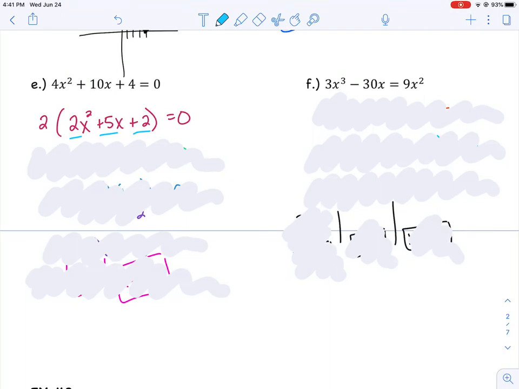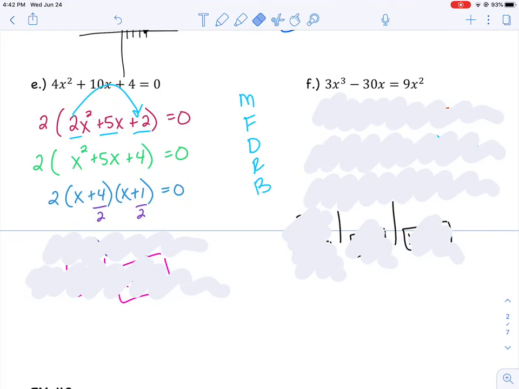Do you remember the steps for bottoms up? My friend doesn't read books. Here we go. Let's multiply the 2 times the 2. Let's factor into an x plus 4 and an x plus 1. Let's go back and divide by whatever we multiplied by in the first place, so that's 2. Let's reduce, and let's bring the bottoms up. So I end up with a 2, an x plus 2, and a 2x plus 1 are my 3 factors.